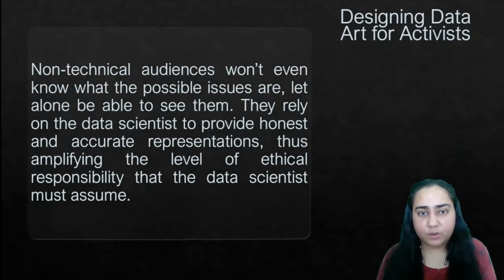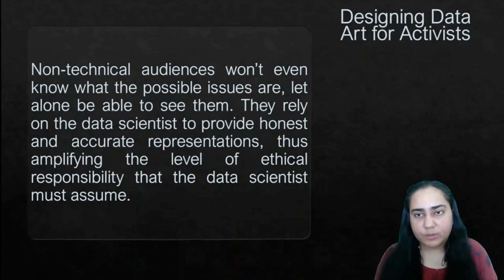Non-technical audiences won't even know what the possible issues are, let alone be able to see them. They rely on the data scientist to provide honest and accurate representations, thus amplifying the level of ethical responsibility that the data scientist must assume. So as a data scientist, your responsibility is amplified or doubled when you are creating data art, because your audiences do not know anything about analytics, and so they depend totally on you to portray a clear, true, and correct picture of the data.